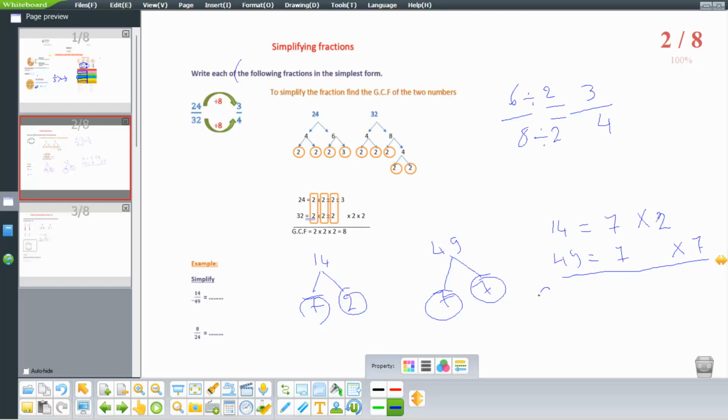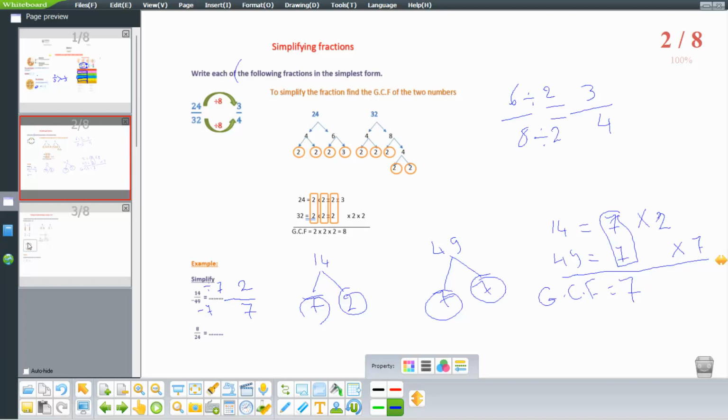Okay. GCF, common number only. So we are going to take one of them. So we are going to divide by 7. Divide by 7, divide by 7. Okay. 14 divided by 7 equals 2. And 49 divided by 7 equals 7.